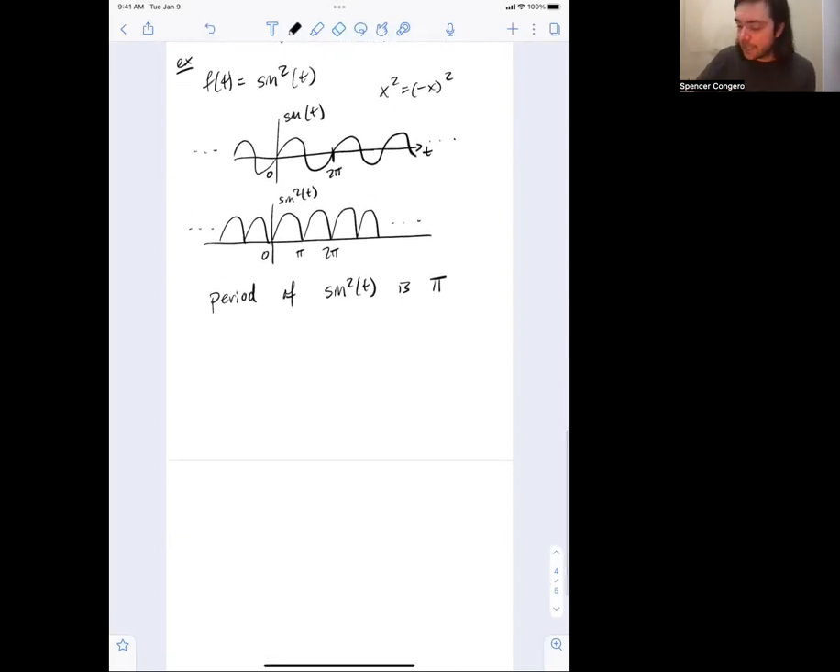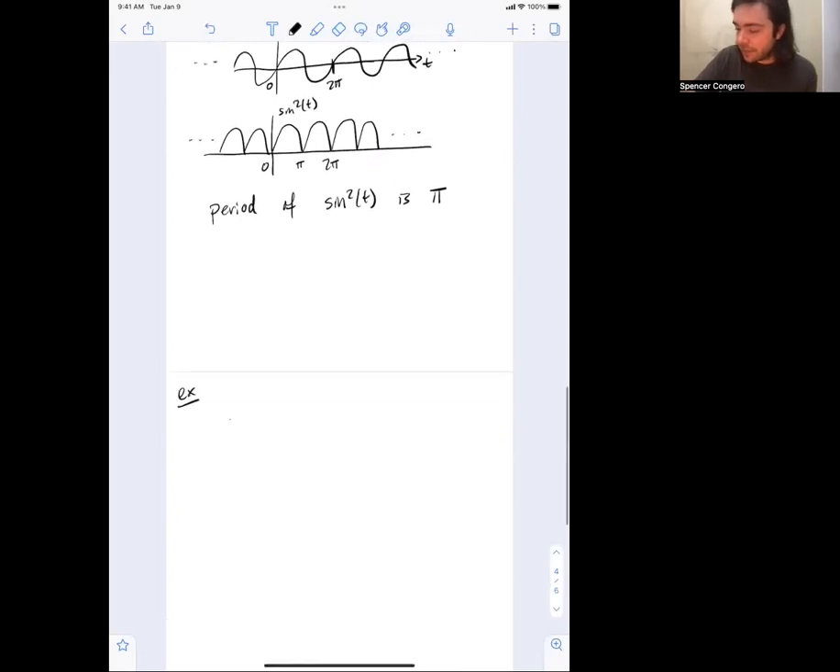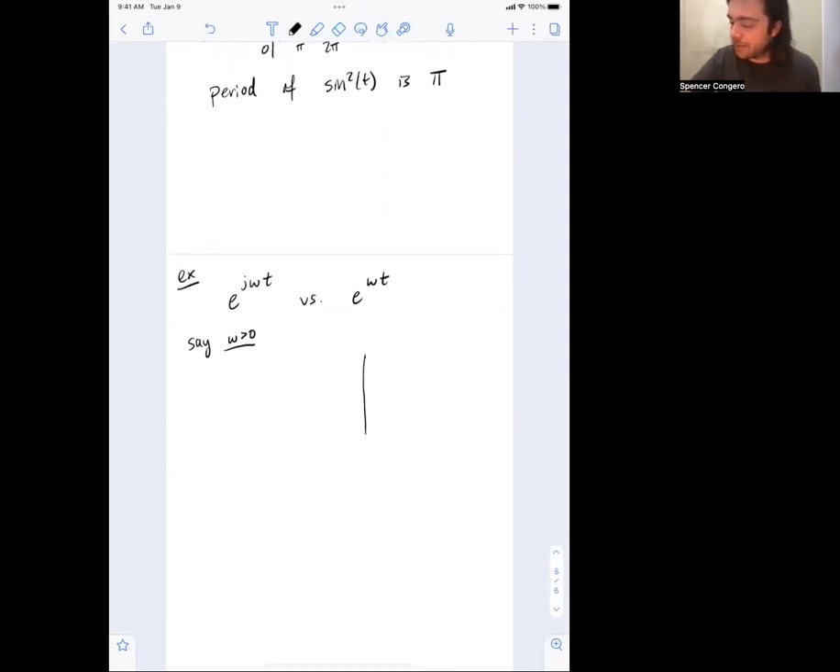All right, so last example, I just wanted to look at a couple of functions that students sometimes get confused. So e to the j omega t versus e to the omega t. And just so I have something to plot, let's say omega is positive. So let me plot e to the omega t. What does this look like? Well, this is just a real valued function. It's just an increasing exponential function since omega is positive. And it's certainly not periodic. It never repeats, it just keeps getting bigger.